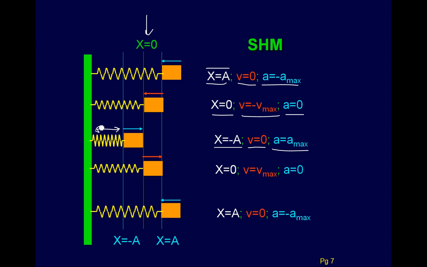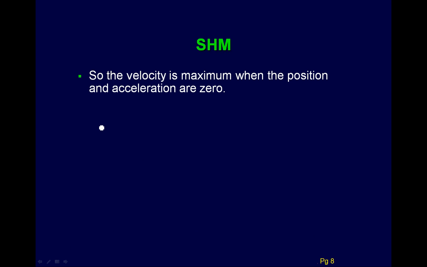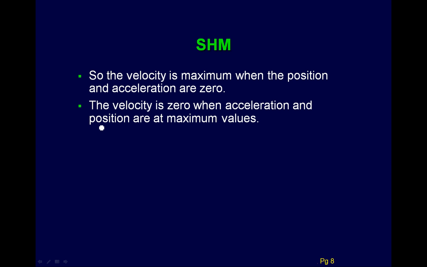So in simple harmonic motion, the velocity will be maximum when the position and acceleration are 0. And then the velocity will be 0 when acceleration and position are at maximum values. Now you'll notice that they're off by a negative sign, but they're still at maximum values. So these functions are related to each other, and we're going to talk about how that works.